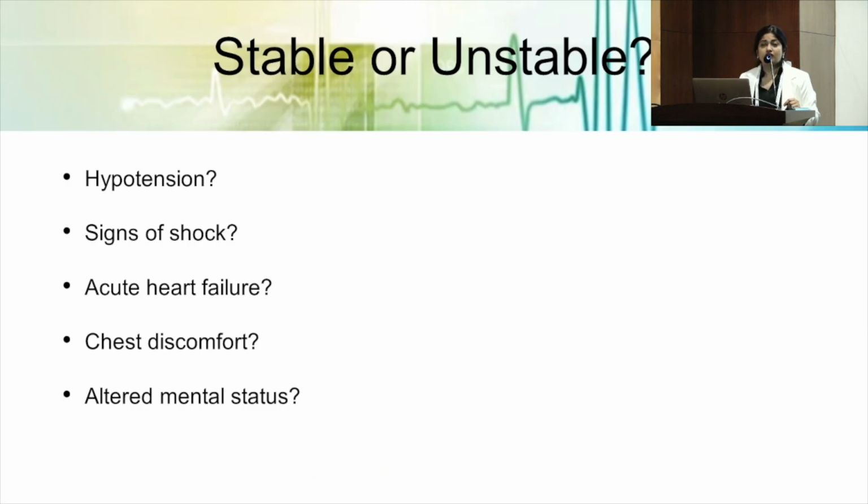So next, after vagal maneuvers and adenosine, the main thing we need to see is whether the patient is stable or unstable. This is the slide I want you to take from here. From the whole presentation, this is the main thing. What you need to know is whether the patient is stable or unstable. Five things determine this: hypotension, signs of shock, acute heart failure, chest discomfort, and altered mental status. If any of these things are present, the patient is unstable. What are you going to do? Synchronized cardioversion. Be it any tachyarrhythmia. If the patient is unstable, you are going to do a synchronized cardioversion.